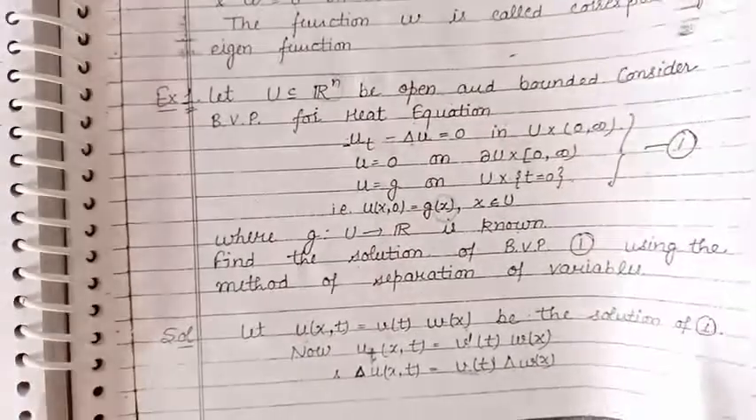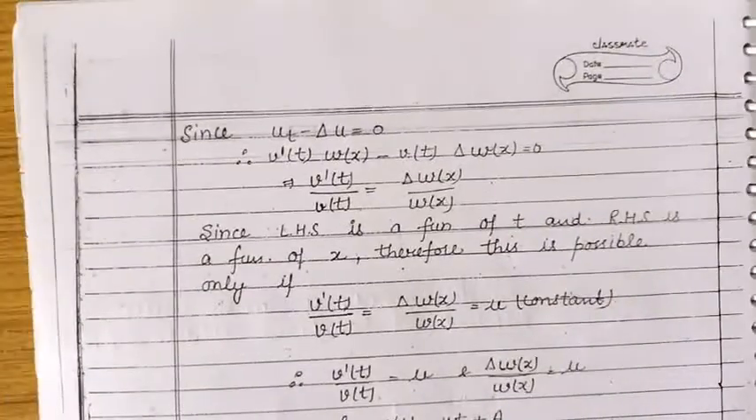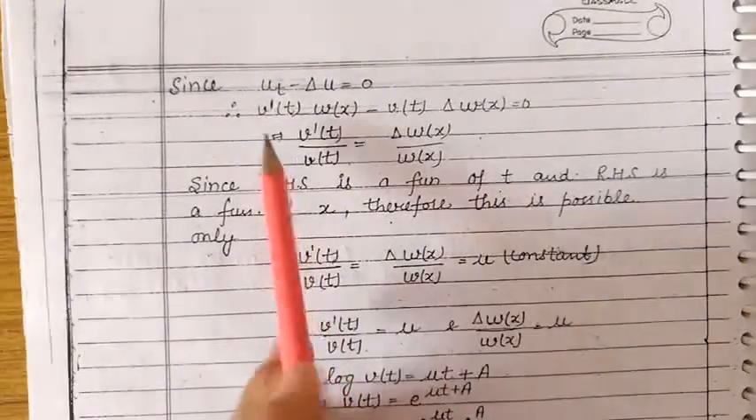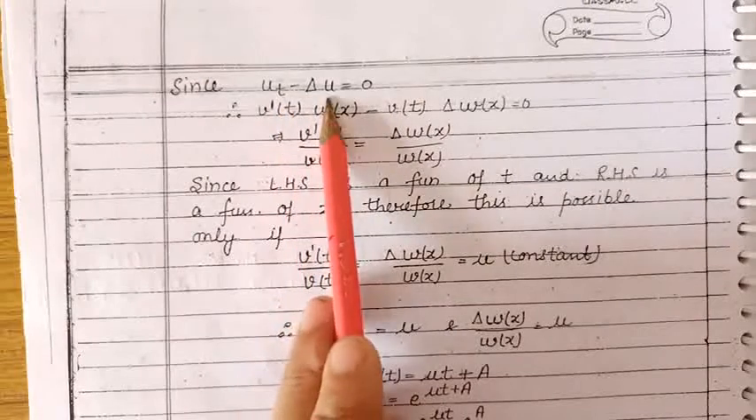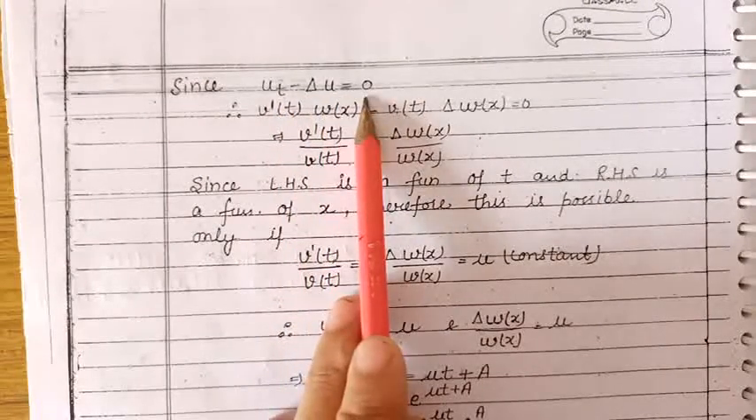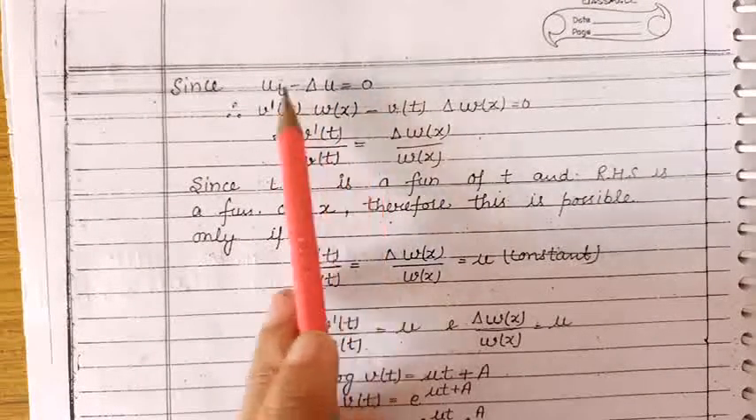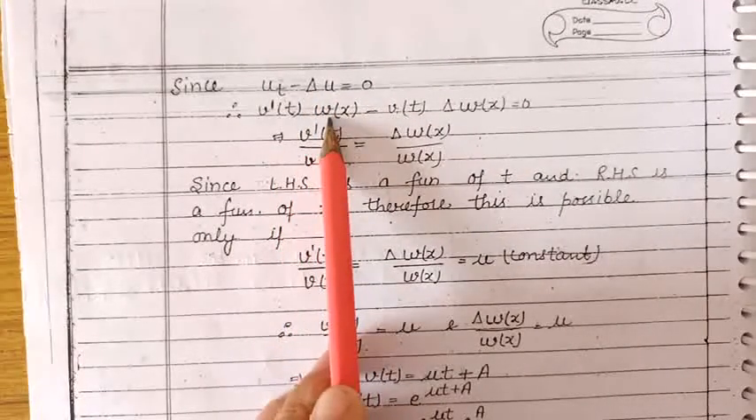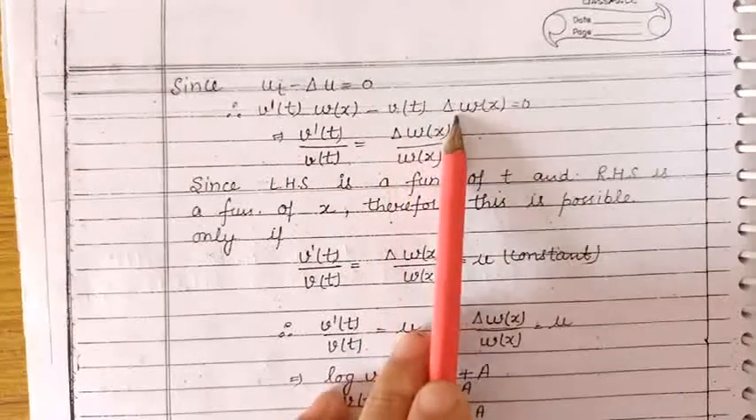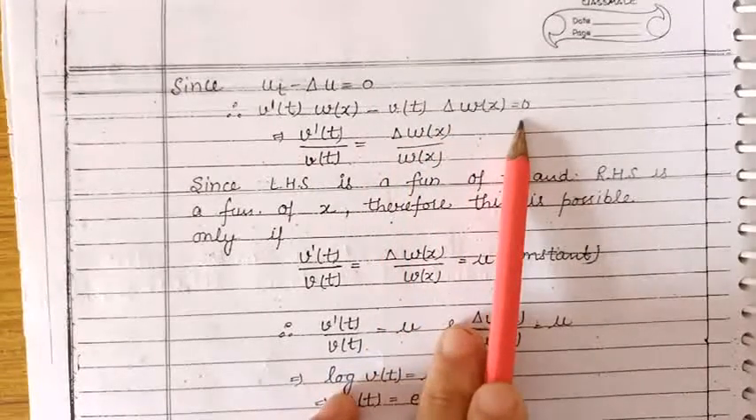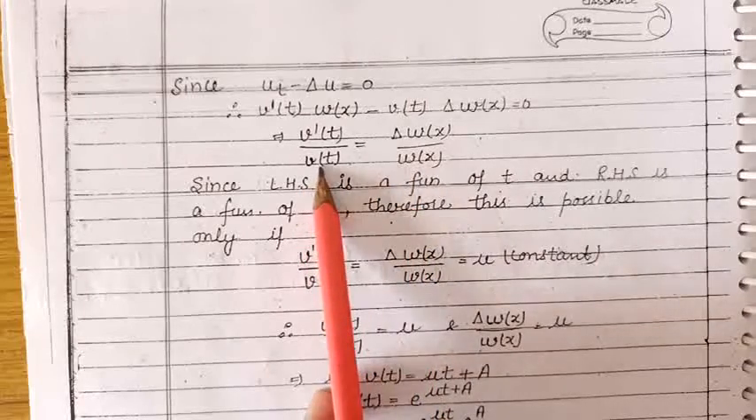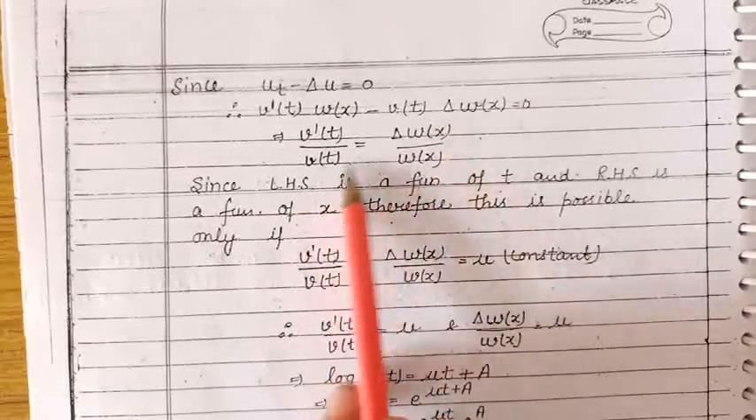Now we can substitute these two values in the heat equation. The heat equation is ut minus Laplacian of u is equal to 0. Putting both values, we get v dash of t times w minus v times del w is equal to 0. Now separating the variables in t and x on different sides.